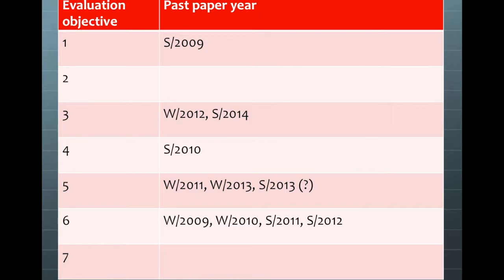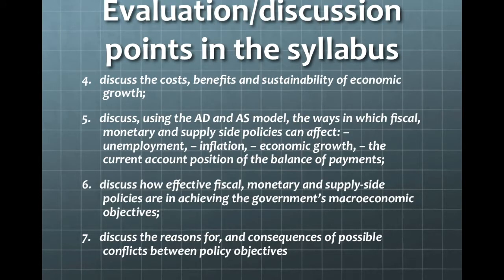For objective number 5, I put a question mark next to summer 2013, because this question could actually go in another column. I think it was also in 6. Because 5 and 6 are so similar, they can easily be interchanged. So I don't want to tell you to focus only on practicing essays for 5 and 6, but that's what the evidence seems to indicate, that that's where the question would be coming from. But, and this is a big but, don't assume that it definitely will. You have a good likelihood it's going to come from 5 and 6, which are using the AD/AS model and the way the policies affect their economic objectives.